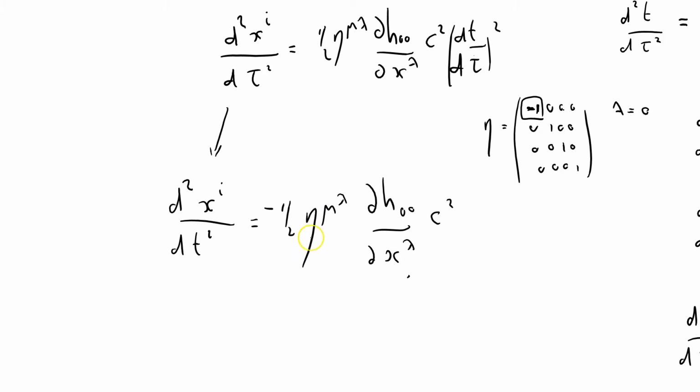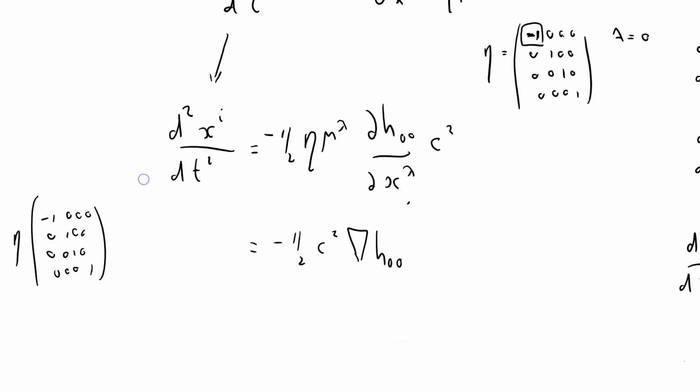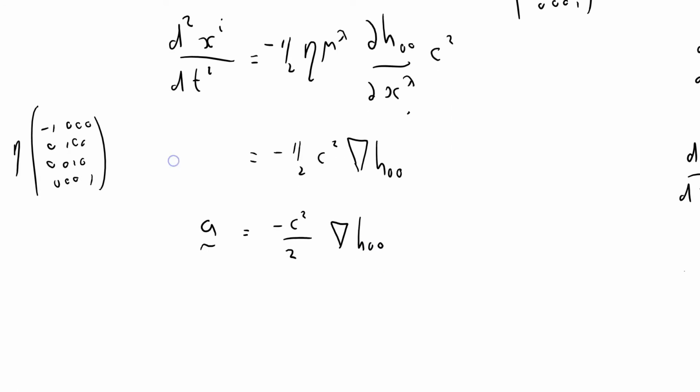And so I'll just write that a bit more neatly. That's eta. And because my eta is minus 1, 0, 0, 0, 0, 1, 0, 0, 0, 0, 1, 0, 0, 0, 0, 1, I can replace that with minus a half c squared times the gradient of h 0, 0. So the 3-acceleration is minus c squared over 2 times the gradient of h 0, 0. And of course that's minus c squared over 2 times the gradient of g 0, 0.